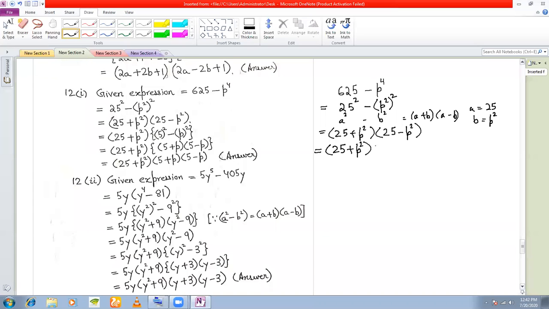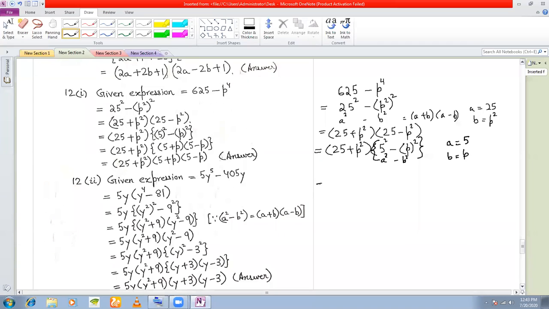25 plus p square, we cannot do anything with 25 plus p square. But what we can do is we see that 25 is the square of 5 and p square is the square of p. Now this is my a square minus b square, and this time a is 5 and b is p. So I'll break this up as the second one, this will remain as it is, 25 plus p square, and this term I can break as a plus b into a minus b. Now clear?